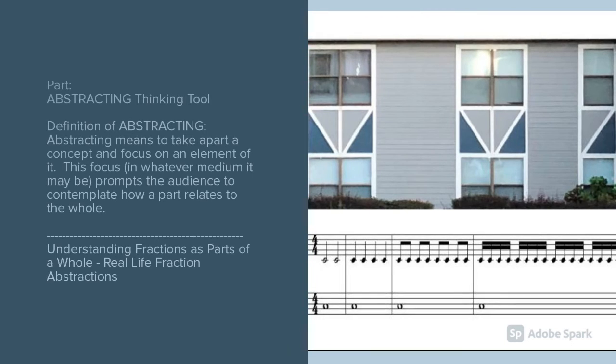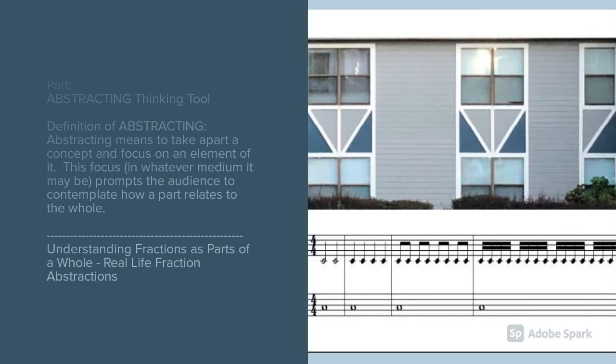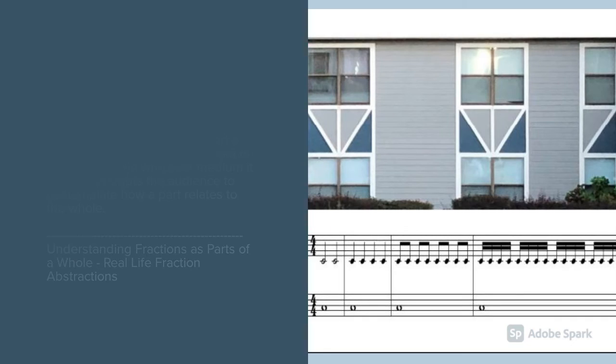Another example of abstraction is the musical composition. The rhythm shows a whole note representing the whole. It also shows parts of the whole because it shows several music note subdivisions of the whole. Students could clap along and listen to this rhythm. This auditory and kinesthetic learning helps students hear how the music represents parts of a whole, which in turn represents fractions.